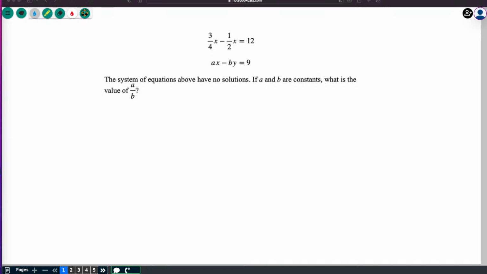Hello Rahman and HA. So on the screen right now is a question testing your understanding of what it means for an equation to have no solutions. It gives you these simultaneous equations. It says the system of equations above have no solutions if a and b are constants. What is the value of a over b?